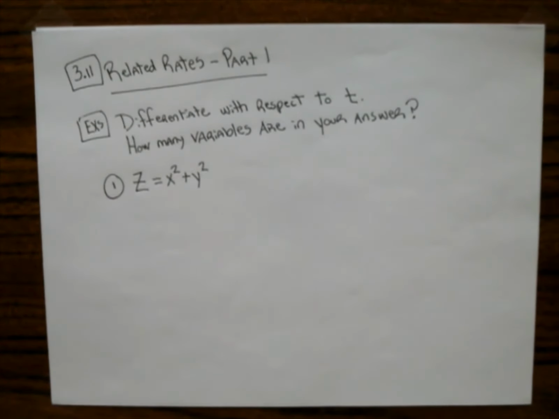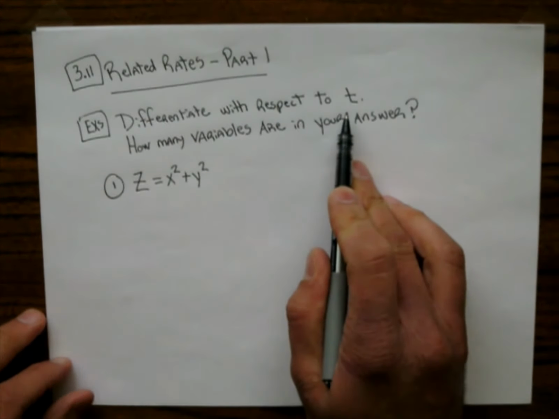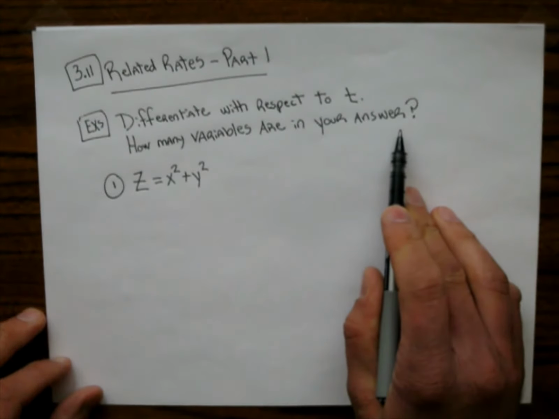So what we're going to do is start something called related rates. We kind of break this into three parts. The first part happens to be the next few problems. So let's try this out. Differentiate with respect to t. How many variables are in your answer?